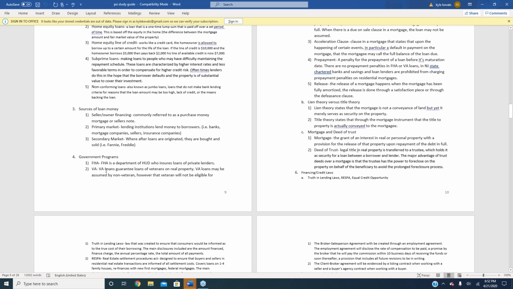So anyway, VA loans here. As far as VA loans are concerned, who qualifies for these? These are Veterans Administration loans, so veterans qualify for these. Much like the FHA loan, they are insured, but the term they just use is guaranteed, which really means the same thing. So VA loans are guaranteed.